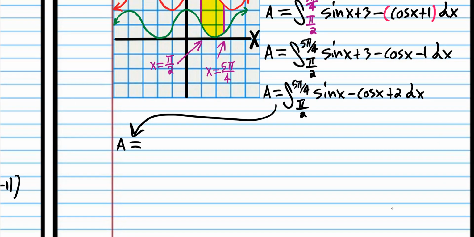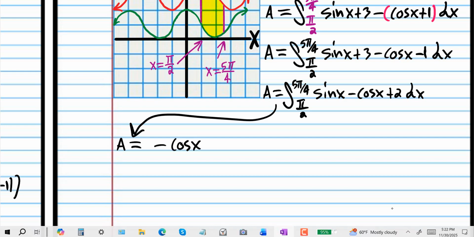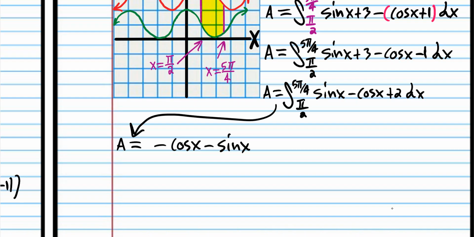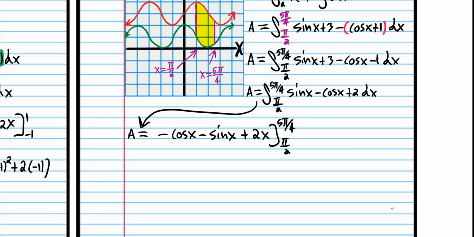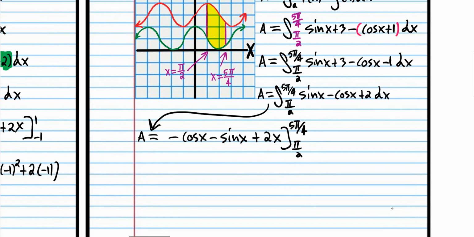And now we're going to find the antiderivative. So the antiderivative of sine is negative cosine x. Antiderivative of cosine is sine x. Antiderivative of 2 is 2x. And we need our brackets and our limits of integration. Again, we don't need to write c. We don't need to write the c value, because c just cancels out when we use the fundamental theorem of calculus.